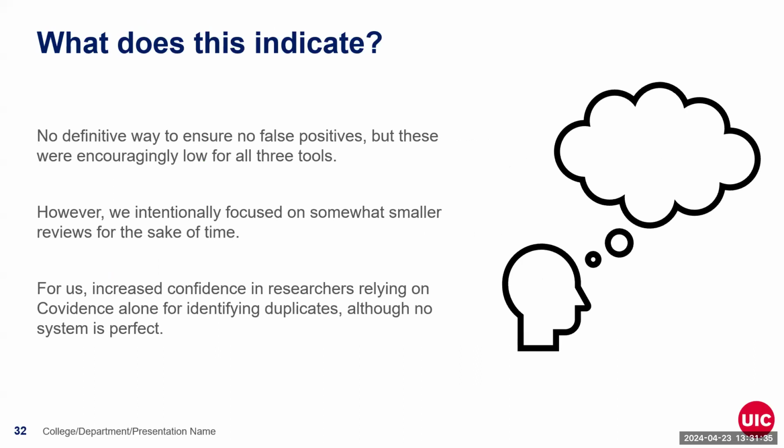So what does this indicate? Our little study has no definitive way to ensure that there are no false positives, but these were encouragingly low for all three tools. We did intentionally focus on somewhat smaller reviews for the sake of time, but these weren't tiny. The smallest one was, I think, 1,400 records. The largest one was almost 4,000 records. So not an enormous number of records, but not tiny either.